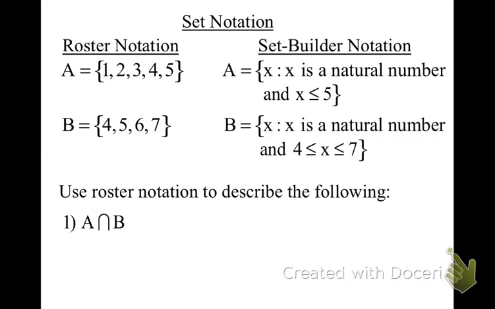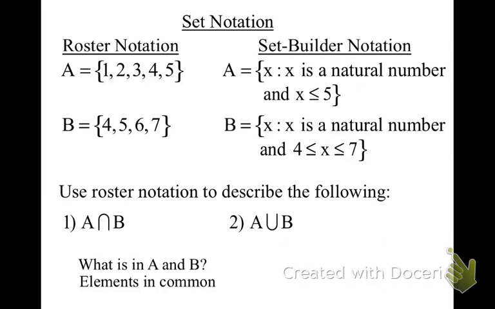Okay, next group. Now they want us to just use roster notation. So what would be the roster notation for A? And remember, the upside down U is the intersection. We said that an intersection is only what they have in common, the commonality. So in this case, A intersecting B is only what they have in common, and that would be 4 and 5. Okay?